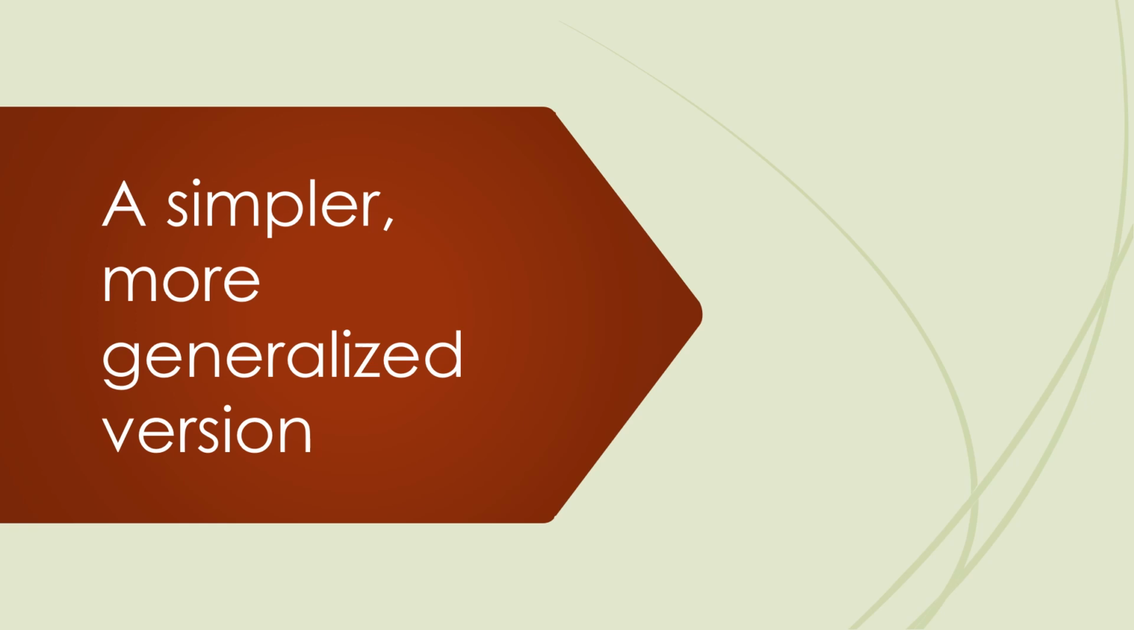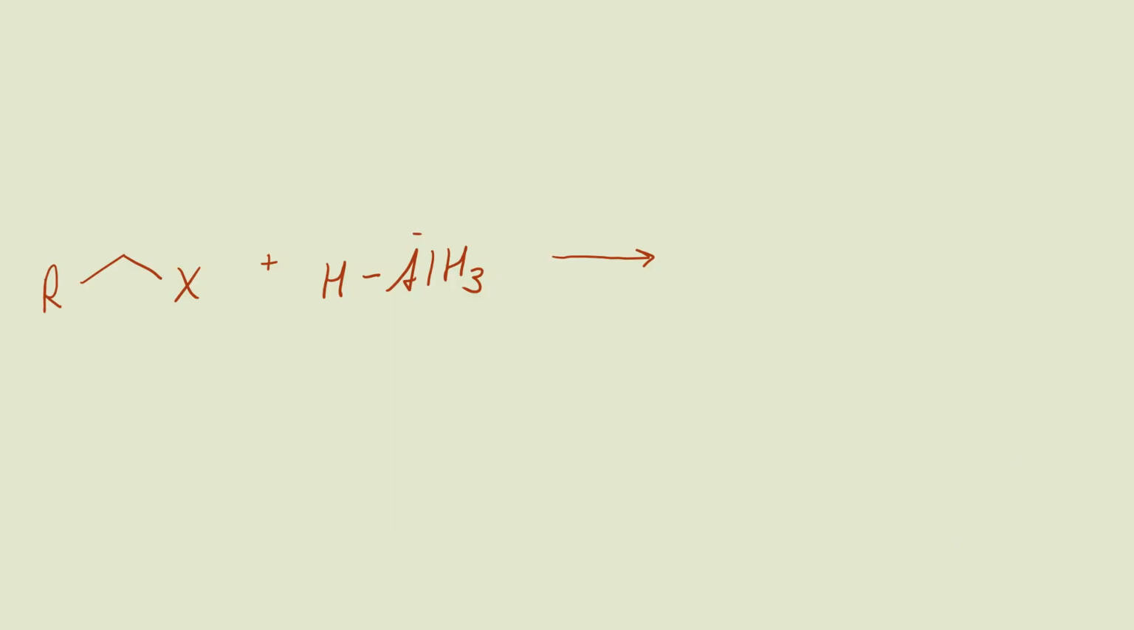If all those mechanisms were a little overwhelming, here is a simpler, more generalized version. Just like before, this hydrogen goes and attacks this carbon over here, which kicks out the leaving group. This is going to give you a product that looks like this, with the leaving group replaced with an H. You'll also have the lithium, which bonds to the leaving group, and your leftover aluminum compound.